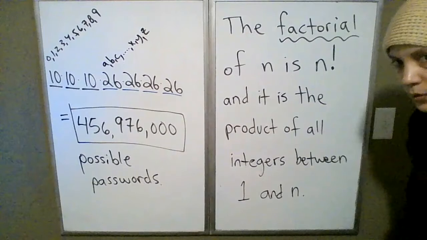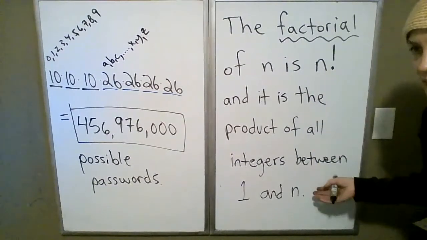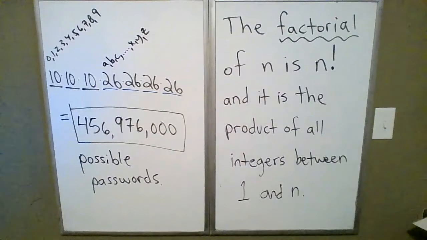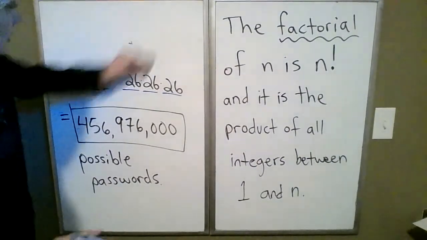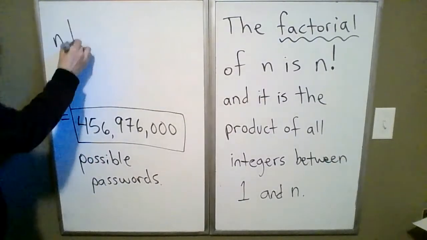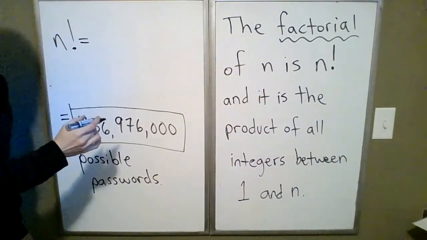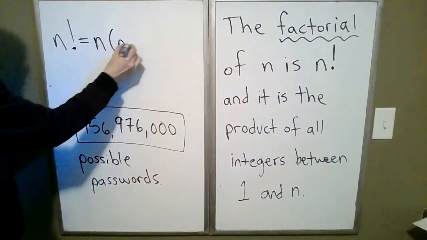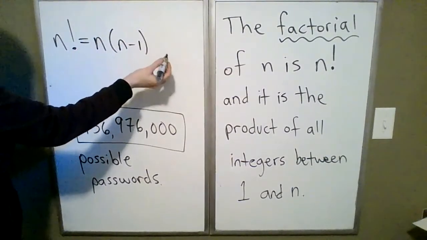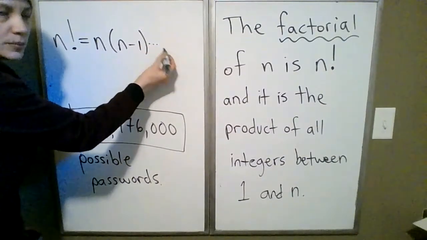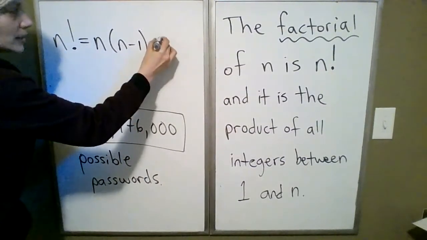Okay, so again, one more way of writing this mathematically is to take n factorial, and it's equal to n multiplied with n minus 1, multiplied with n minus 2, until you get down to, if it's included in the problem, something like 3, 2, 1, those last few integers.